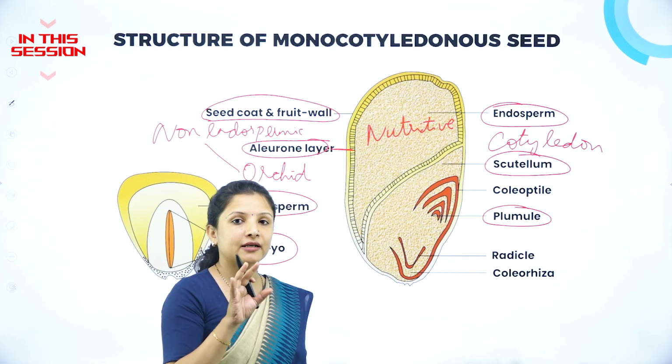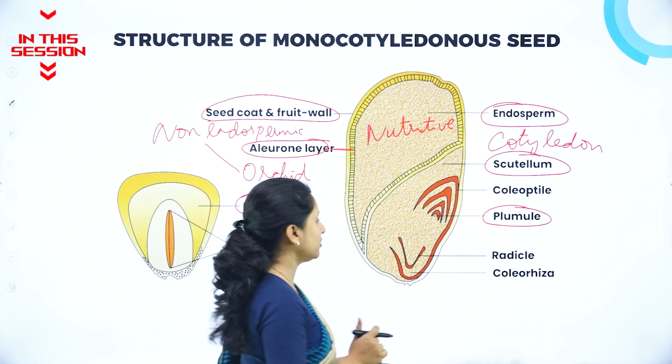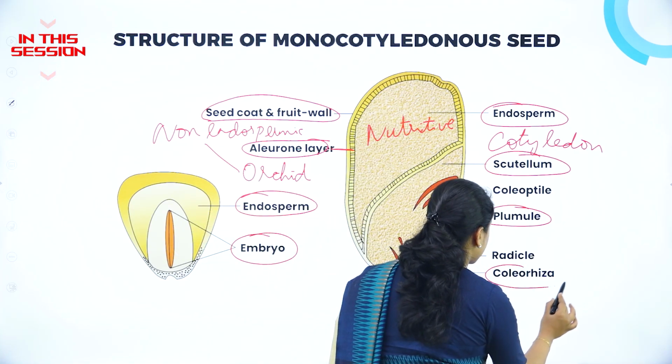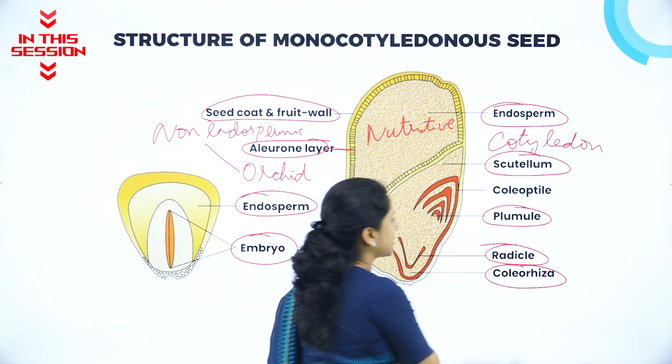Coleoptile is a layer that acts as a shield protecting the plumule, and it also has coleorhiza, which acts as a shield protecting the radicle.